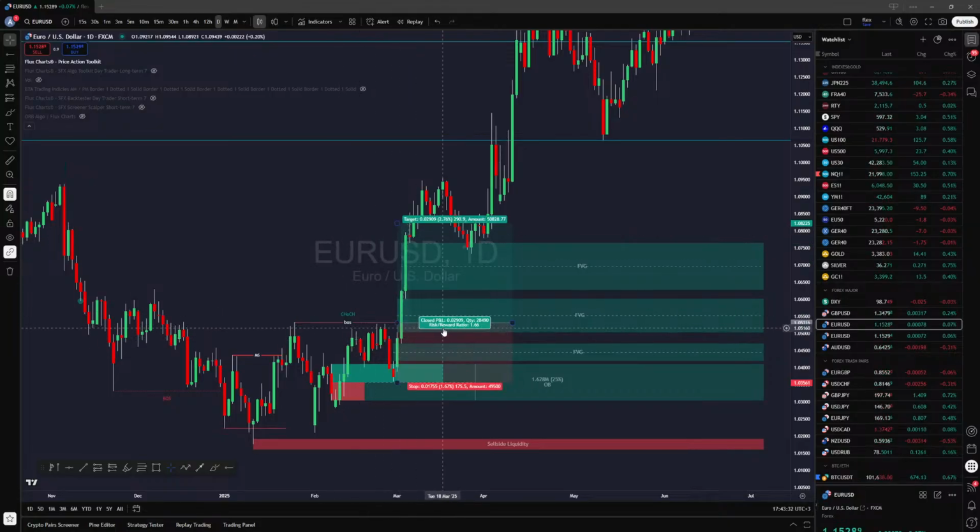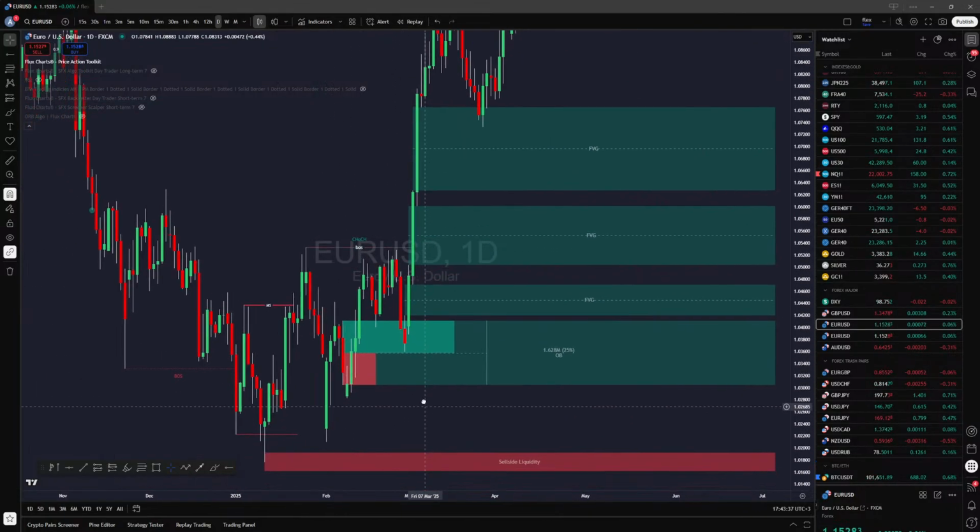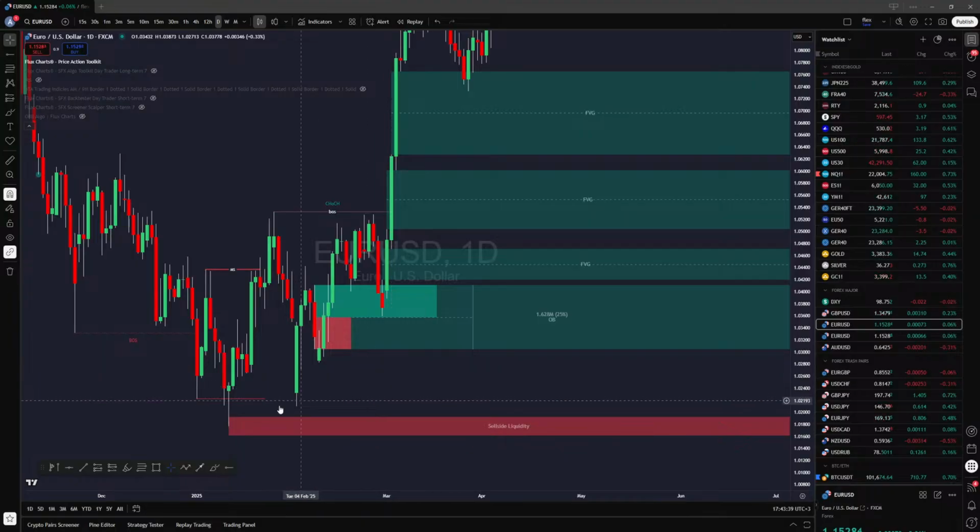Another possible entry, a bit risky one because it can be manipulation or you can get stuck in the range, is the entry on the test.